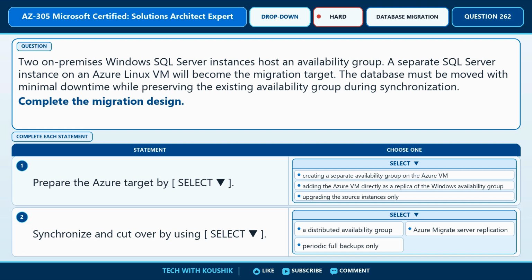Complete the migration design. Review Statement 1. Prepare the Azure target by the blank. Select from creating a separate availability group on the Azure VM, adding the Azure VM directly as a replica of the Windows availability group, or upgrading the source instances only. Review Statement 2. Synchronize and cut over by using the blank. Select from a distributed availability group, Azure Migrate Server Replication, or periodic full backups only.